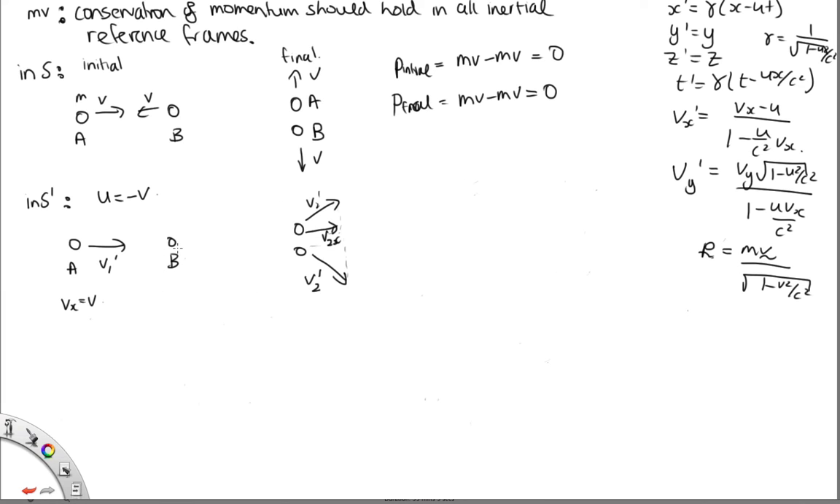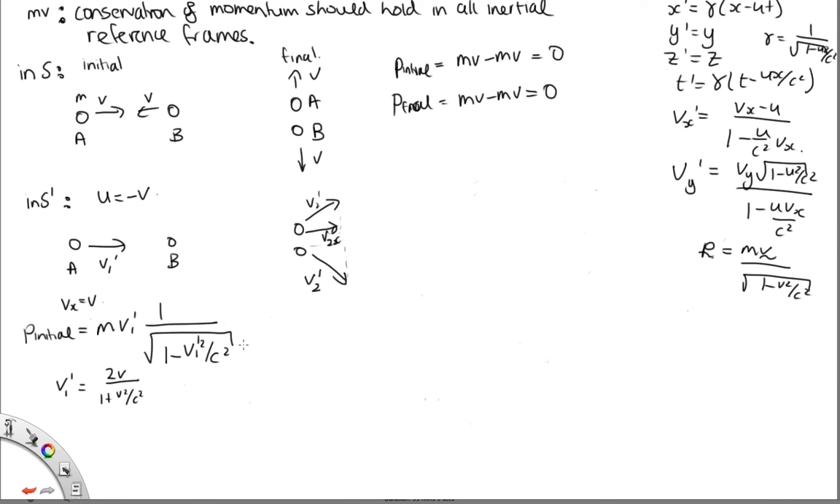So let's start by calculating the initial momentum. So p initial is equal to m v1 prime times 1 over the square root of 1 minus v1 prime squared over c squared. Now, I've just erased it, but we did show that v1 prime was equal to 2v over 1 plus v squared on c squared. And this is still true.